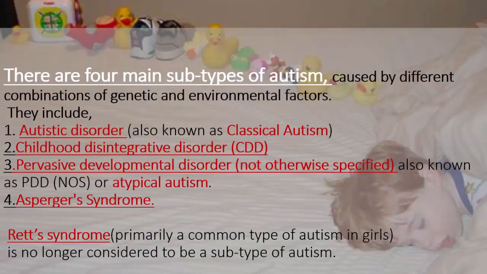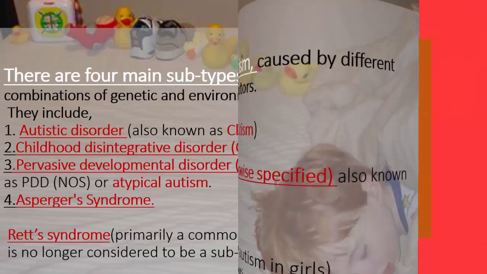Types of autism. There are four main subtypes of autism caused by different combinations of genetic and environmental factors. They include autistic disorder, also known as classical autism, childhood disintegrative disorder, pervasive developmental disorder, not otherwise specified, also known as atypical autism, Asperger's syndrome. Rett syndrome is no longer considered to be a subtype of autism.